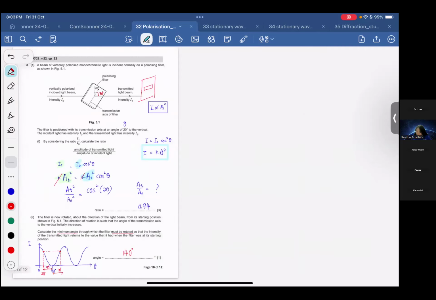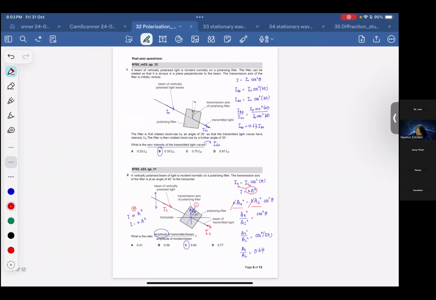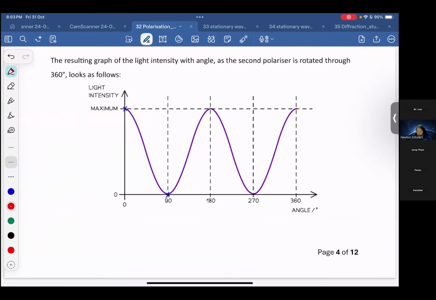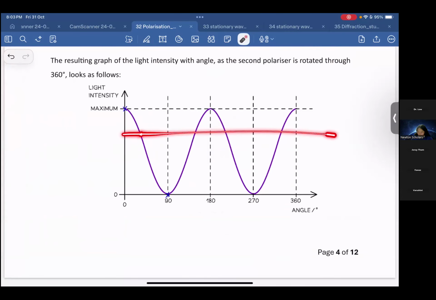Okay, you see, for the same intensity, we can have many angles. So any angle that you propose is a correct answer, as long as it gives what we want.